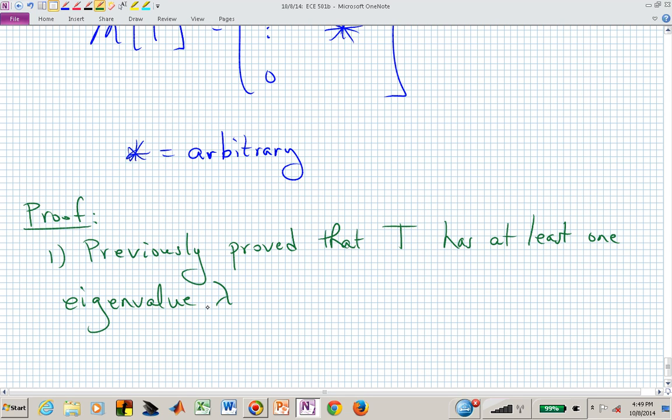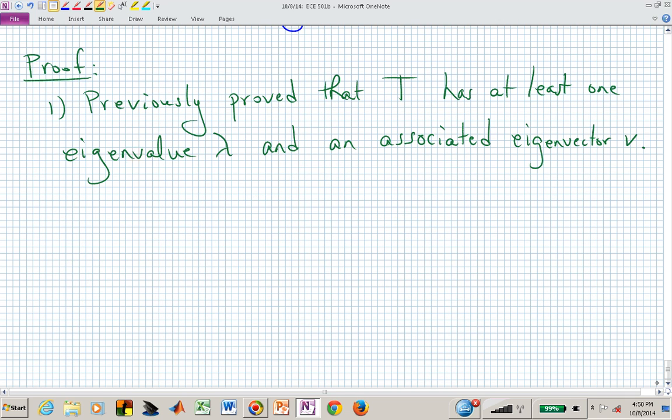And let's call it lambda, and an associated eigenvector, let's call that V.